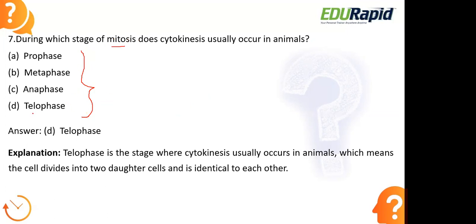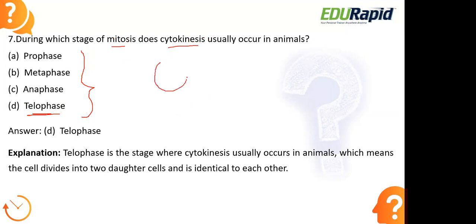So here, telophase is the final stage. Once the DNA material and everything is ready for the cell to undergo division, telophase is the last final stage of the cell cycle, during which cytokinesis will occur. Cytokinesis is nothing but division of the cytoplasm.